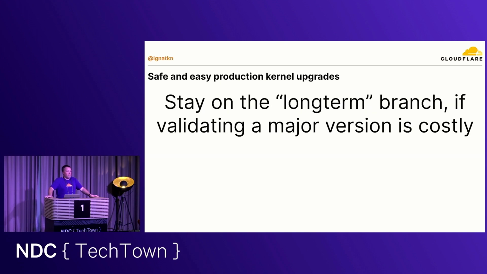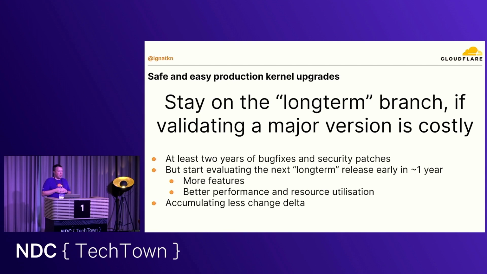Do try to upgrade major kernel releases because you will probably get new features and optimizations. But if it's too costly, you may stay on the long-term branch, so you get at least 2 years of support for bug fixes and security vulnerabilities. But again, don't wait for these 2 years to pass, because probably your evaluation process is long. So start evaluating a new long-term release after a year, and you will get more features and better performance or resource utilization. And also doing it more often again will minimize your change delta.